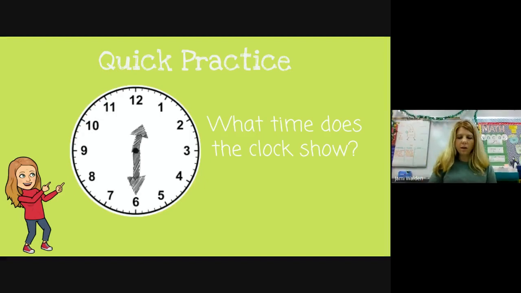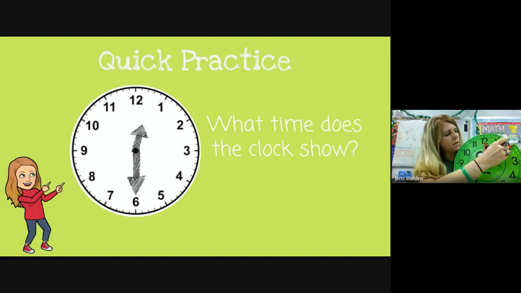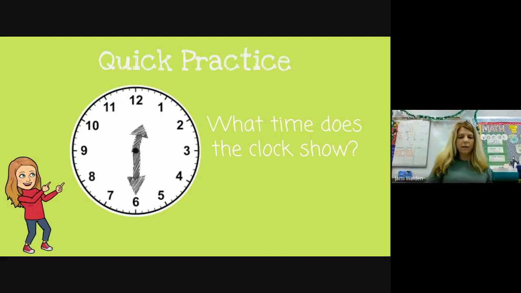Think about the hour hand. What hour has it just passed? I start at the top at 12 o'clock, and I move my minute hand around the clock. When it gets to that 6, my hour hand is halfway past the 12. So it would be 12:30. How do I write it? I write 12 for my hours, 30 for my minutes. 12:30 or half past 12.